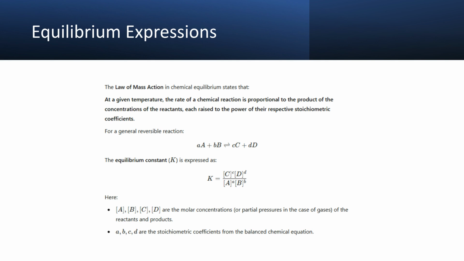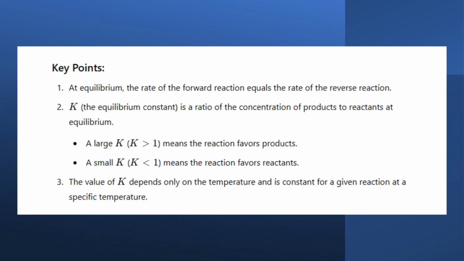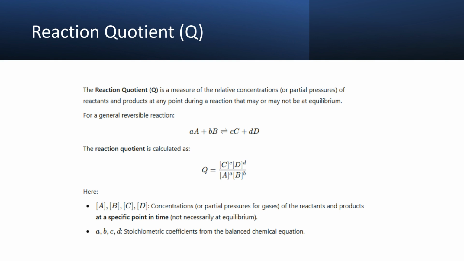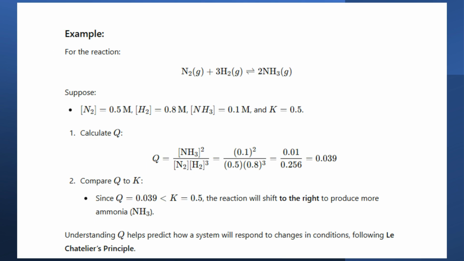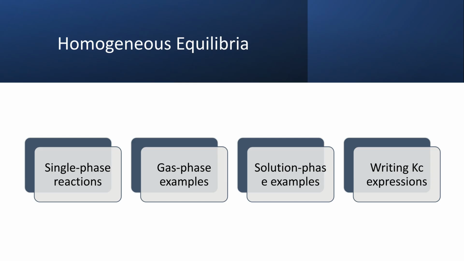Next, we will discuss equilibrium expressions. Equilibrium expressions quantify the relative amounts of reactants and products at equilibrium. The reaction quotient, Q, is a concept closely related to the equilibrium constant. The reaction quotient helps predict the direction a reversible reaction will shift to reach equilibrium. We use the reaction quotient to determine if a system is at equilibrium or if it needs to shift towards products or reactants. Understanding the equilibrium constant, K, is fundamental to chemical equilibrium systems.